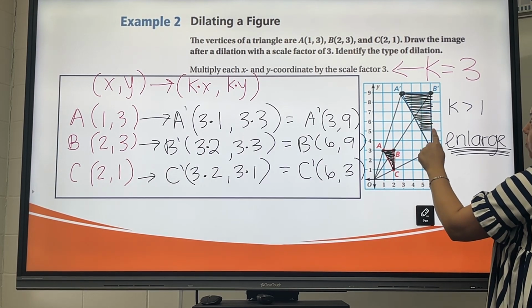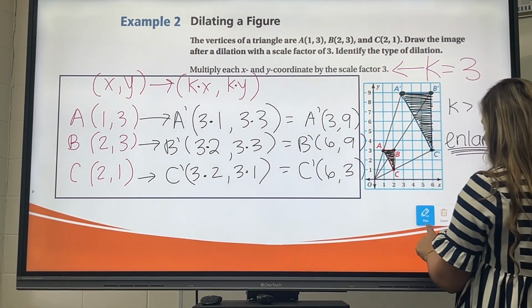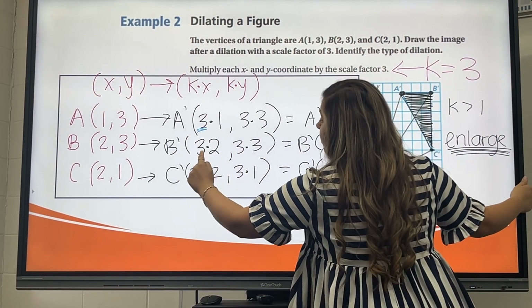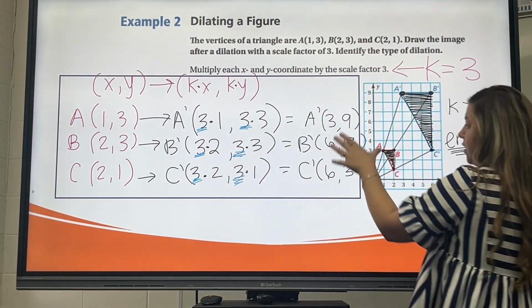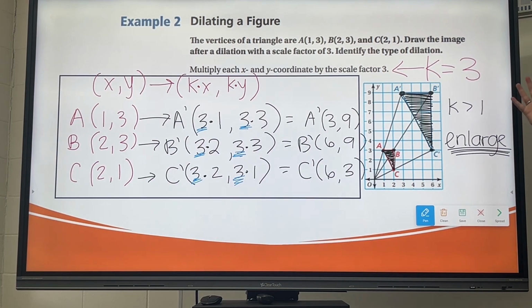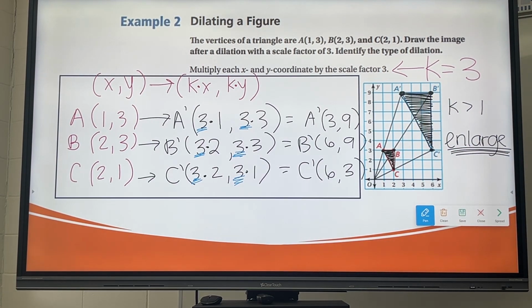It told me to multiply by 3, so this tiny triangle here got 3 times larger. That's an enlargement. So we dilated it with a scale factor of 3. I multiplied all of those points by the scale factor of 3 and got my new points, which got bigger. That's an enlargement, so the type of dilation is an enlargement. I hope that you don't have any questions. This is a pretty straightforward concept. It's just getting the math right when you're multiplying.